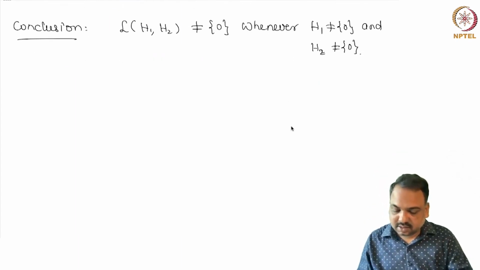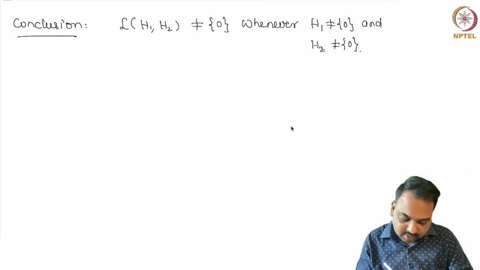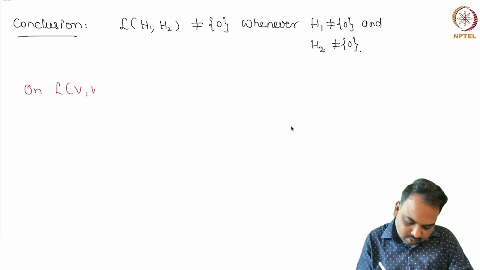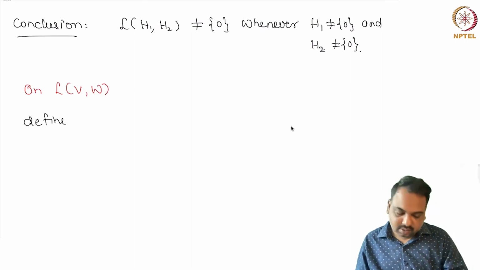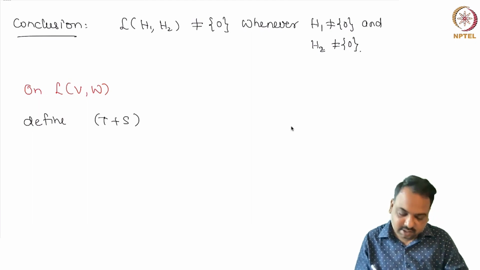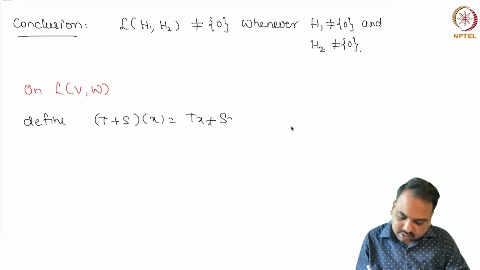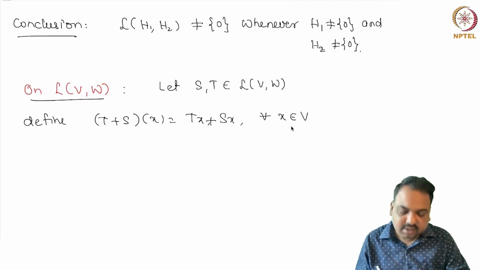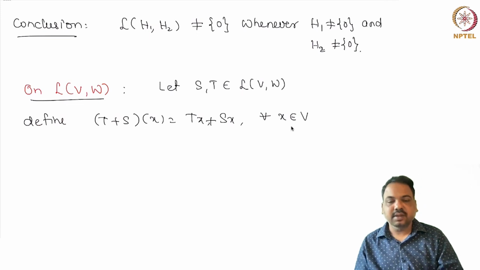So the next thing we can discuss is, on L(V, W), define, let us take two elements from L(V, W), T and S, and define (T + S) at x. (T + S) at x is nothing but Tx + Sx for every x in V. So let us take S and T from L(V, W), and define this as the addition of two operators.